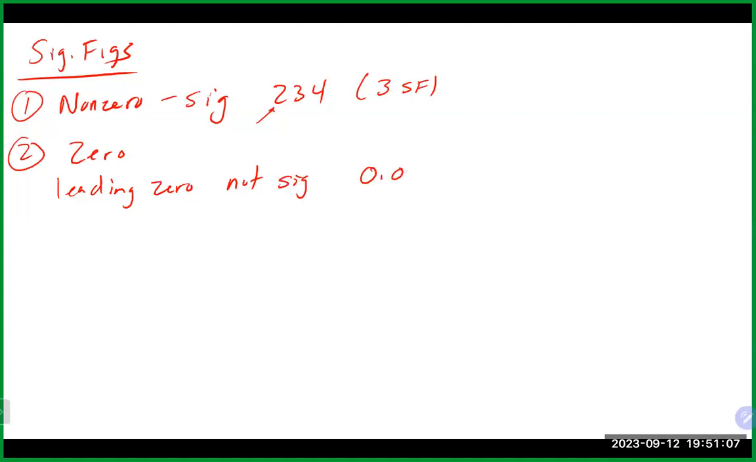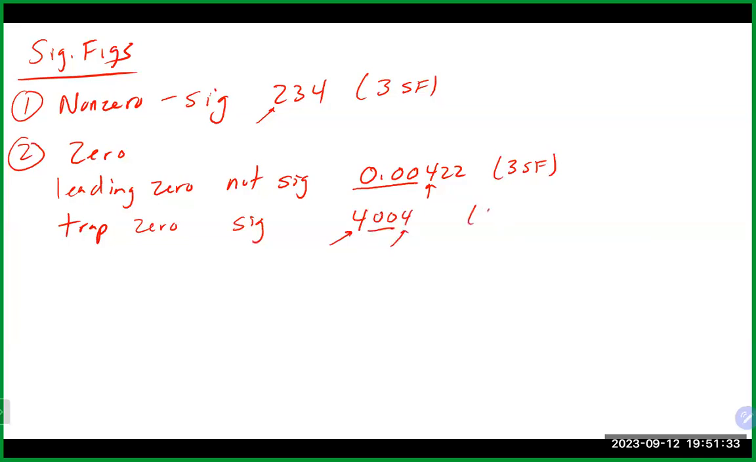So 0.00422, none of these zeros are significant. We do not start counting until we hit the 4, and then the rest of them are non-zero. So this would have 3 significant figures as well. There are also trapped zeros, sometimes referred to as captive zeros. Those are significant. In 4004, we start counting here. These zeros are significant and that 4 is significant. So this would have 4 significant figures.